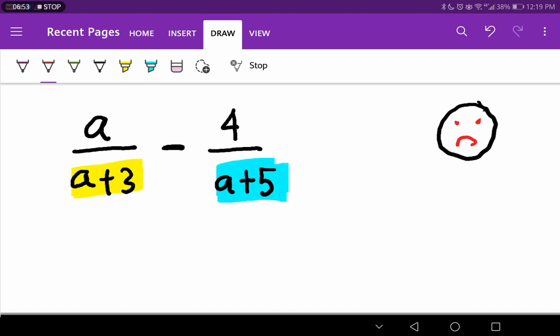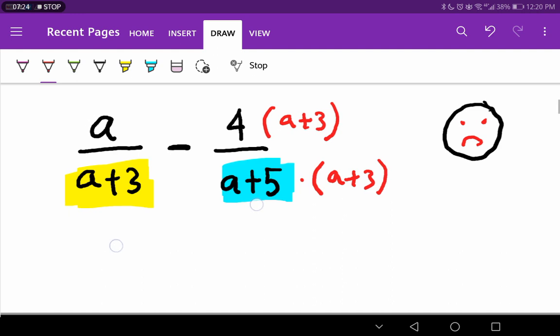Now, whenever I don't have the same denominator, I need to multiply the other fraction. So let's choose the first fraction. This is A plus 3, so I need to multiply the next fraction by A plus 3, the top and the bottom. Good. What I did down, I have to do upwards, because when I do that, I do not change the value of the fraction. That means I multiply by 1.